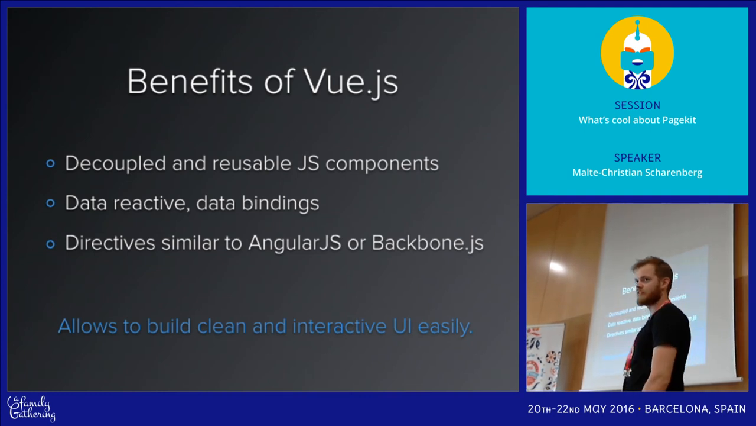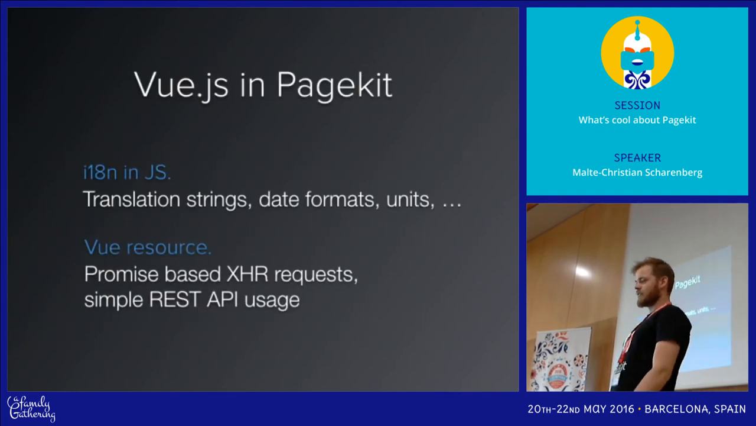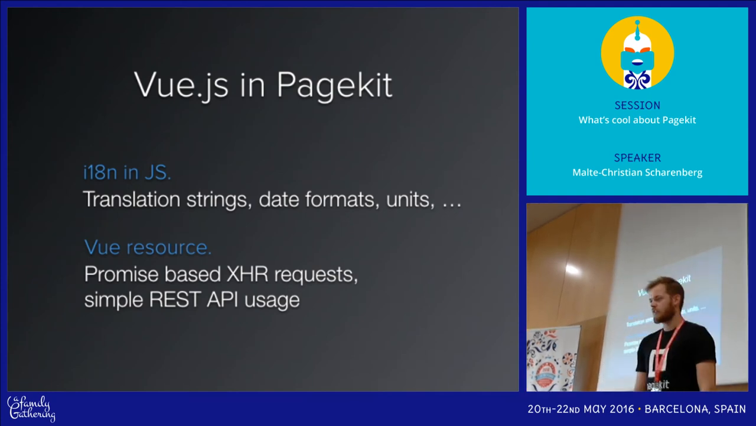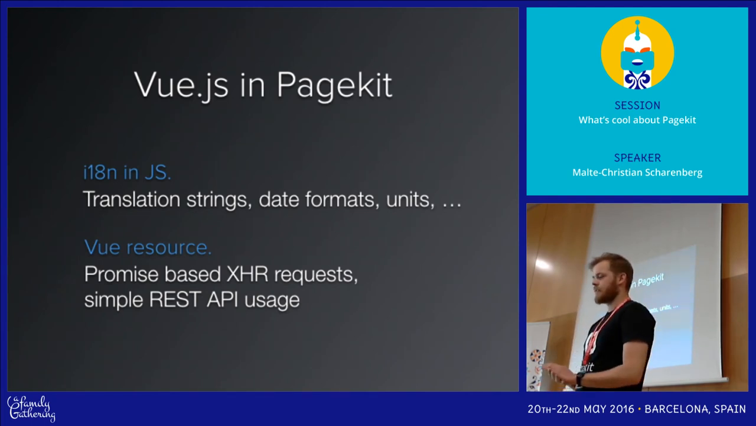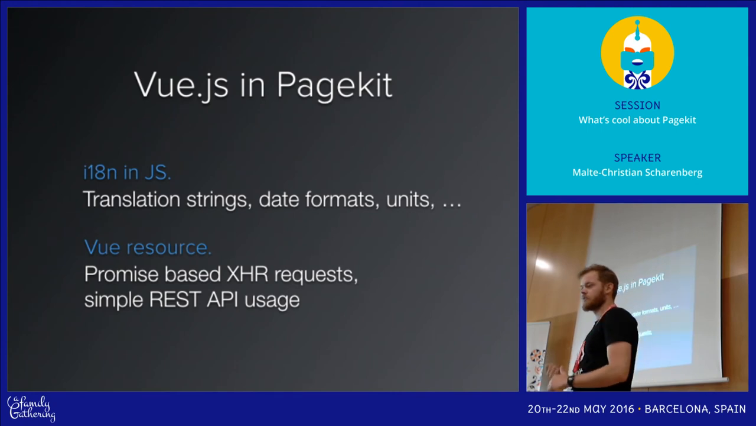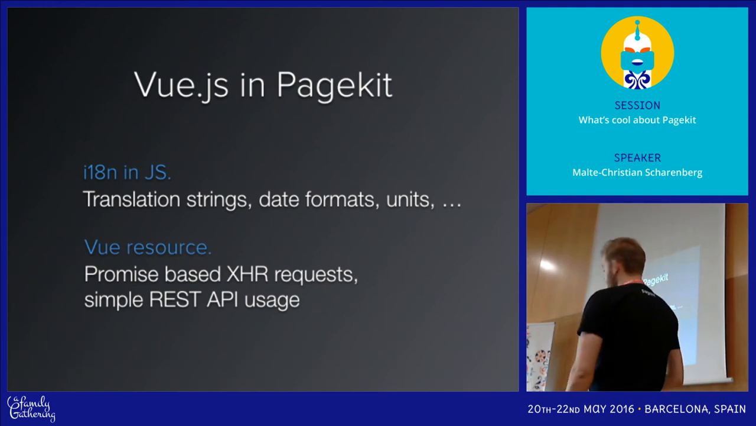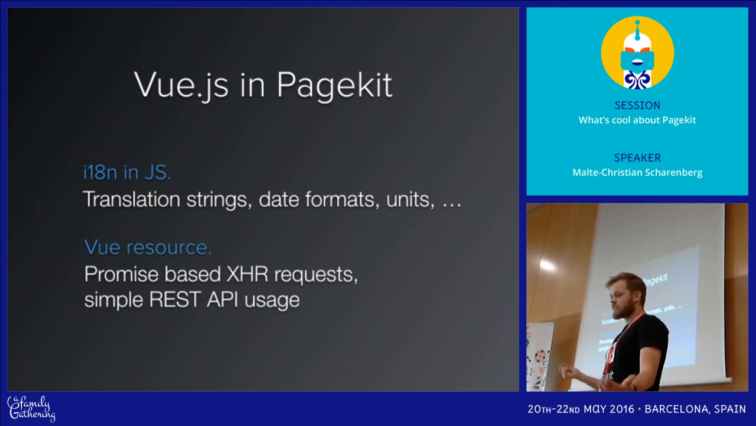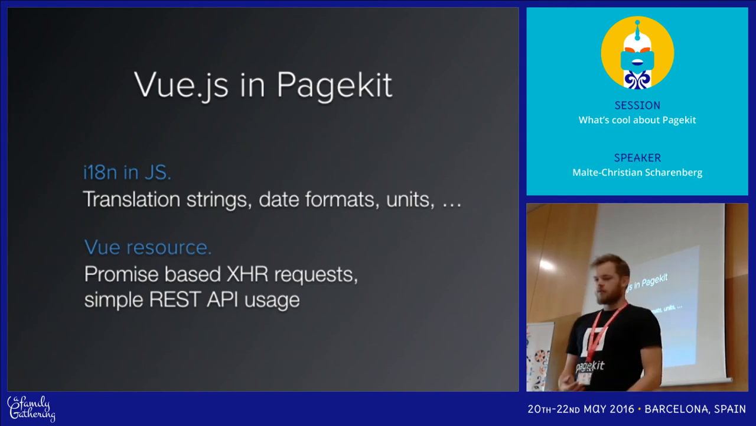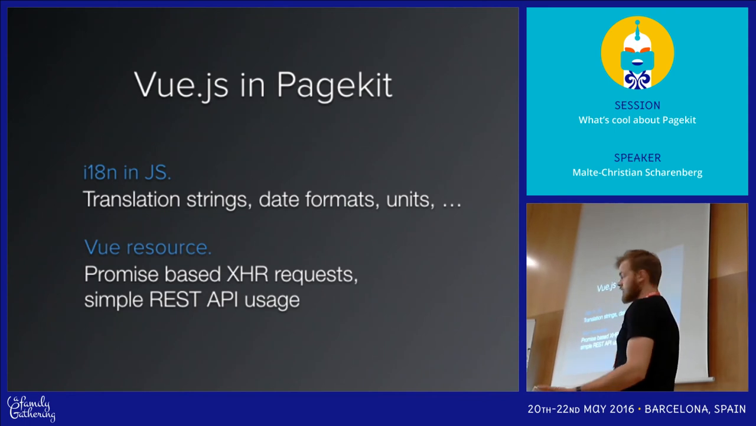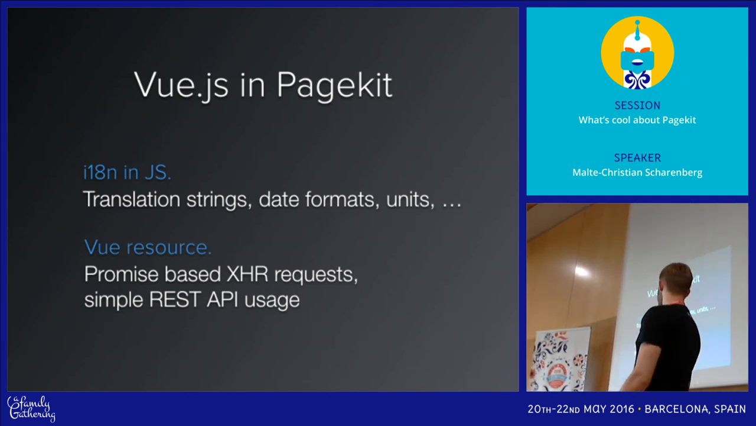So why is this interesting for you as developers? Of course, because every developer can use it to create perfectly integrated interfaces for his or her extension in short time. To support this, we developed lots of Vue.js components which make it easy to interact with Pagekit. For example, Pagekit's whole translation system can be used within Vue.js components, and also Vue resource, which makes it very easy to talk to Pagekit's API to exchange data or perform actions. And by the way, this is our own contribution back to the Vue.js community, and it is already used in some other projects.